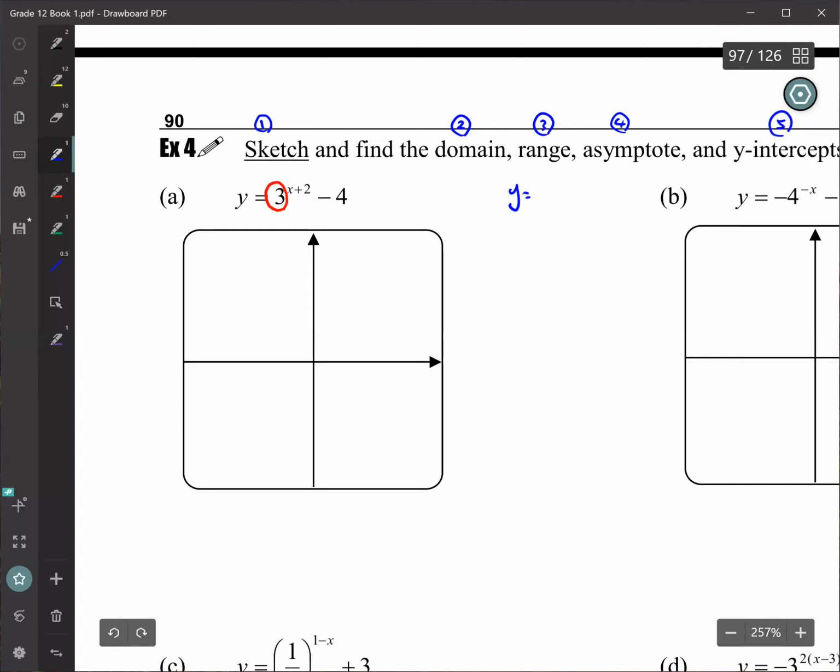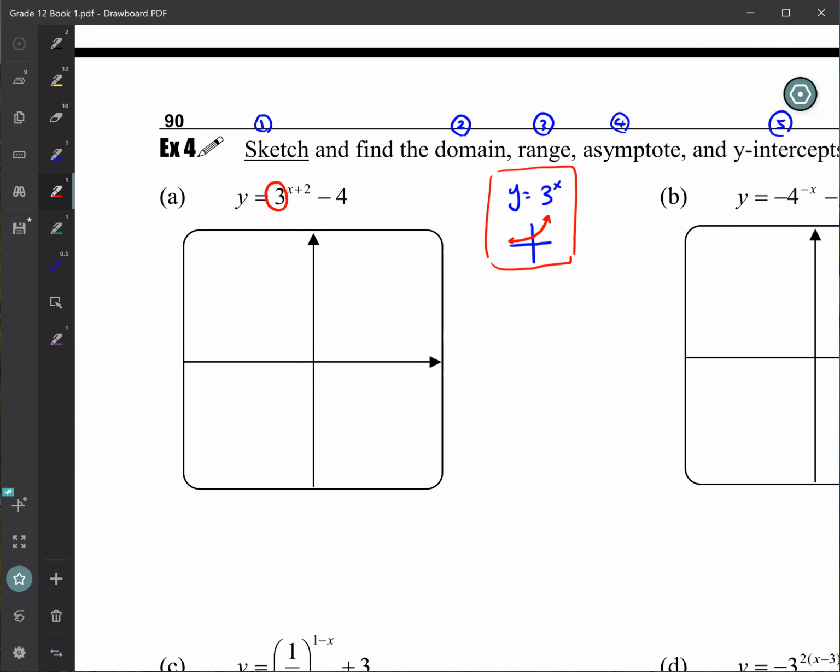You can draw this on the side, right? The original is this one, y equals 3 to the x. So since it's increasing, then we can draw the shape, right? So this is the basic. Okay, so it starts from there and then add the ingredients, right? It has an x plus 2 and the minus 4. So plus 2 and minus 4, what kind of story happened?